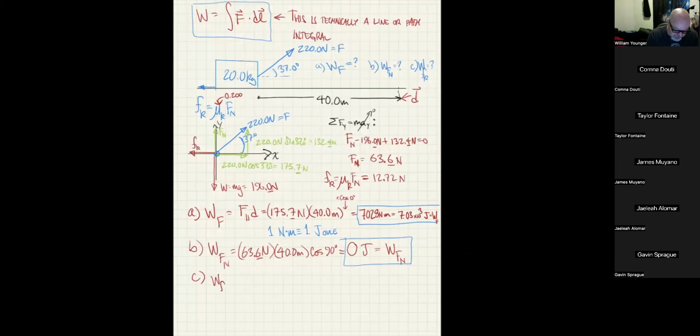So the work done by friction, F sub K, is in fact the friction force, which we found was 12.72 newtons, which really should only be 3 sig figs. Actually, since the normal force is only 2, it should only have 2 sig figs. So let's fix that. It's 12.72 newtons times the distance, which is 40.0 meters. Now, can anybody tell me what the angle is between the friction vector and the D vector?